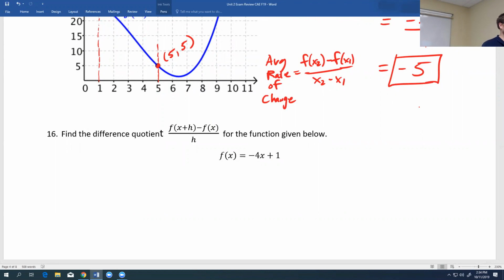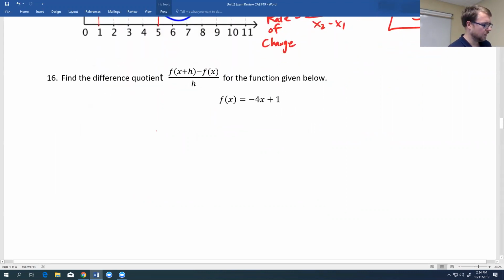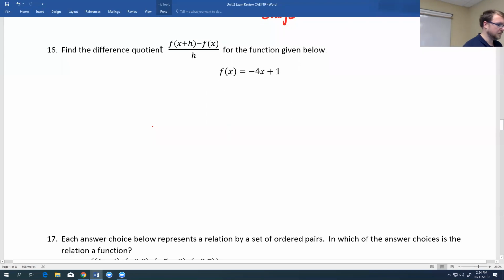especially this next one. Find the difference quotient, f of x plus h minus f of x all over h, for the given function below. So there's one strategy where you can compute the f of x plus h first, but I have room, so I'll do it all in one go.